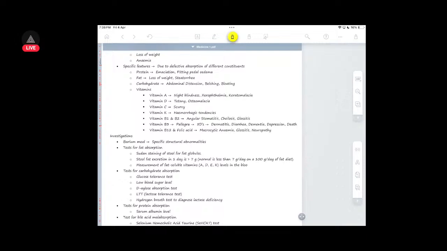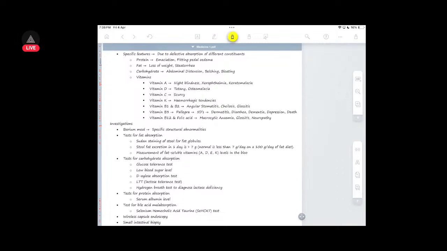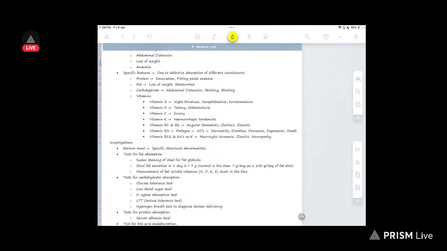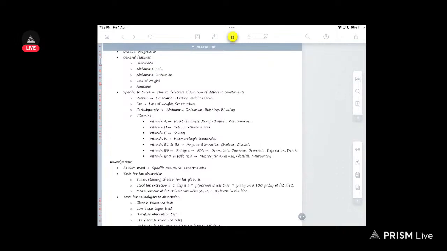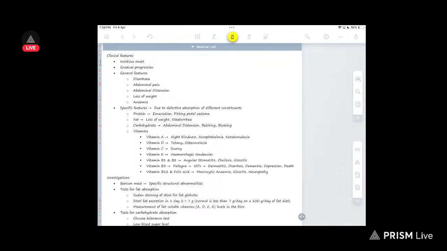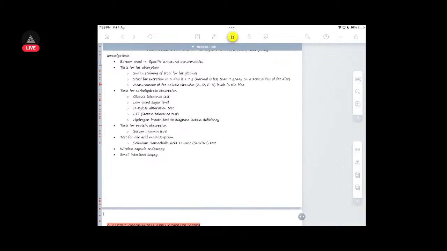Vitamin D deficiency leads to tetany and osteomalacia, stuff like that. All of these will be specific features due to defective absorption. Steatorrhea, emaciation, edema, diarrhea, abdominal pain, abdominal distension, loss of weight, and anemia will be there. Gradual progression is there, and it is insidious in onset.